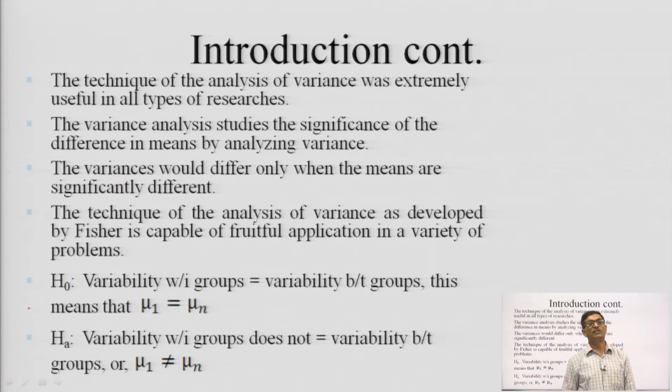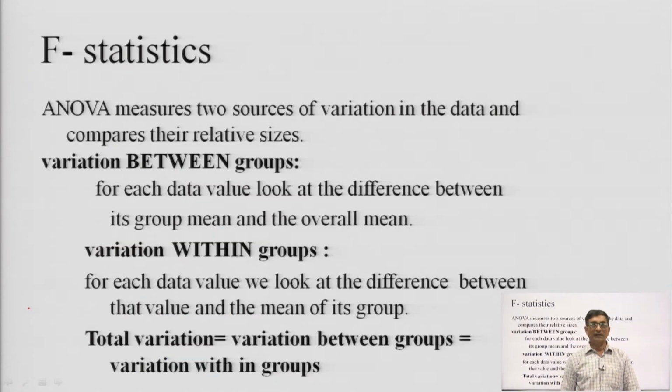The null hypothesis for ANOVA is that the variability within the group is equal to the variability between the groups, that means mu 1 equal to mu 2. And the alternate hypothesis is that the variability within the group does not equal the variability between the groups, or simply you can say mu 1 is not equal to mu 2. In ANOVA we apply the F test.